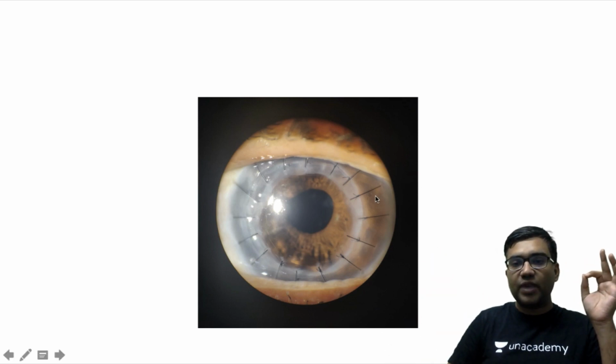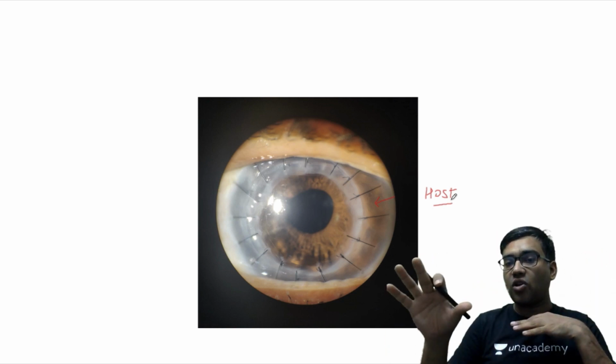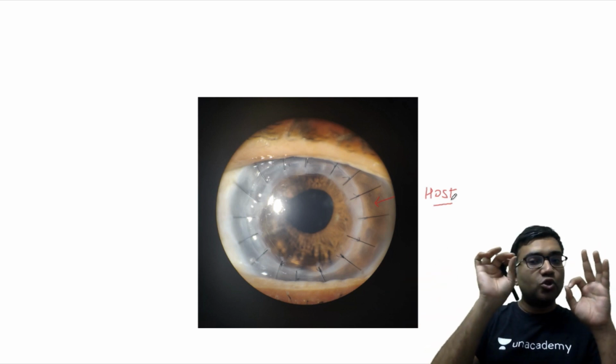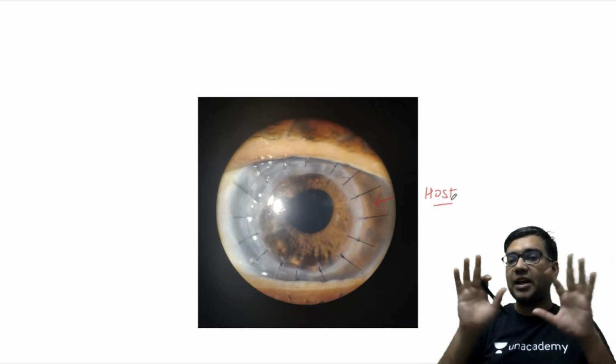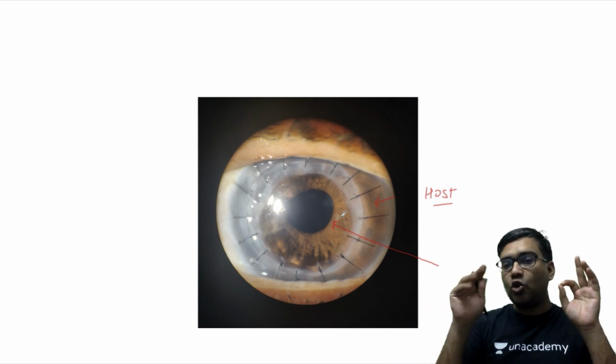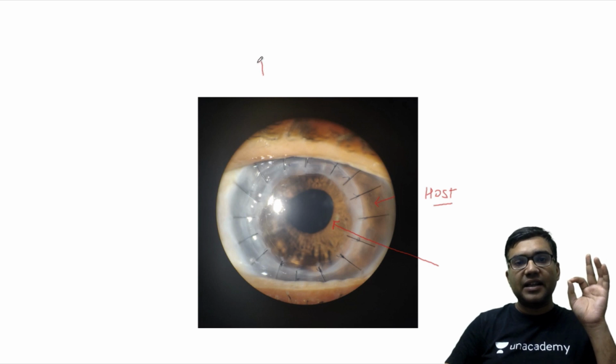And this portion which is in the periphery, this portion is the host cornea. So it does not mean that if you replace with a donor cornea, then your host cornea would be totally replaced. The peripheral host cornea remains there, and the central part where the opacity is, that is replaced. So this is a clinical picture of penetrating keratoplasty.